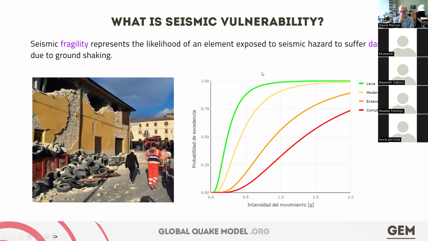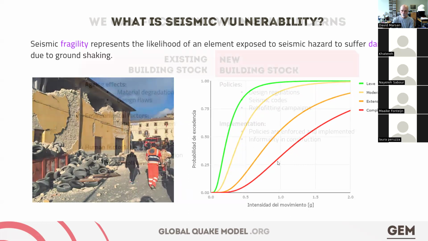So what is seismic vulnerability, or what do I mean by seismic vulnerability? Seismic vulnerability is basically the convolution of two things: seismic fragility, which is the likelihood that an element exposed to seismic hazard will suffer damage, and then vulnerability, which is the likelihood of that element to suffer loss due to ground shaking. These relationships are typically presented by a curve in which on the x-axis you have the different levels of intensity, and on the y-axis you have how likely it is that a building will suffer damage due to that. So the question is, in the future, how is vulnerability or fragility going to change?